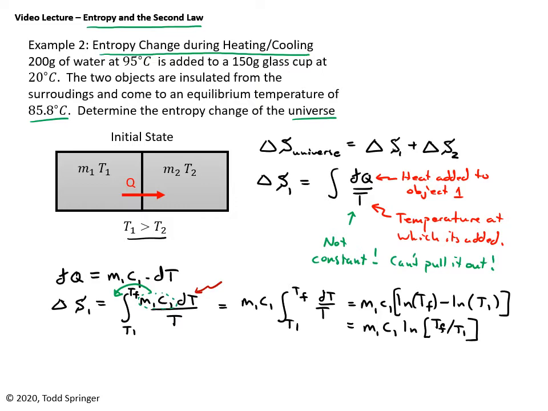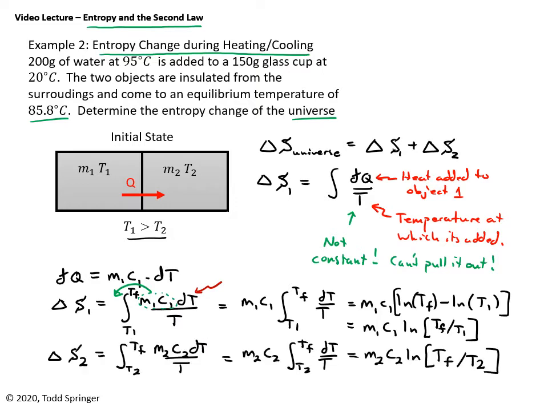The entropy change of object 2 is done almost exactly the same. It's just that I start at T2 and go to Tf. So I will just write that out really quickly. And there it is. So I've got delta S2 is equal to this, and delta S1 is equal to this. The formulas look exactly the same, just that everywhere I had a 1, I have a 2 now. So now let's combine everything together and determine the entropy change of the universe.